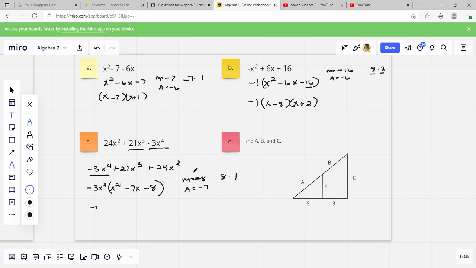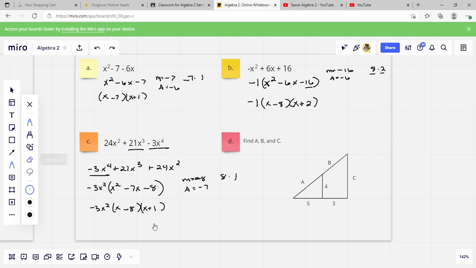All right, so I'm going to pull out negative 3x squared, and then I'm going to have an x here and an x here. And then if I put my 8 and my 1 in there, I would need it to be negative 8 plus 1 to get that negative 7. So if I multiplied 8 times 1, I would get negative 8, and then if I added negative 8 and positive 1, I'm going to get negative 7.